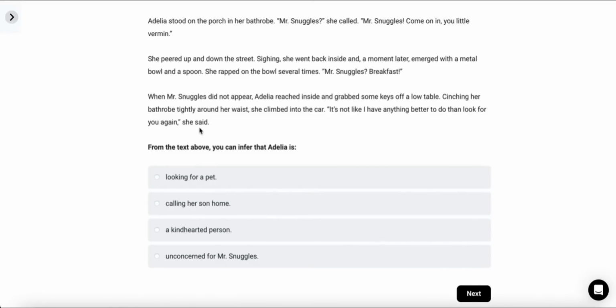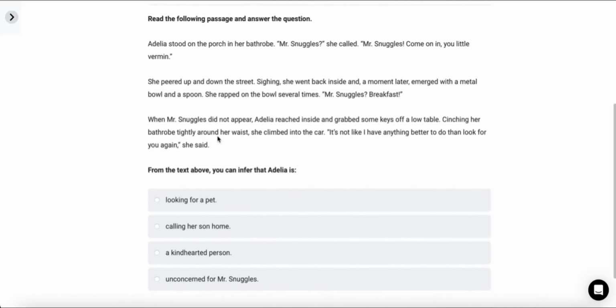From the text above, you can infer that Adelia is... Okay, let's look at the action of Adelia in this passage. So she's knocking on the bowl, she's going outside, calling for Mr. Snuggles, and calling him a little vermin. That's not very nice to do. I wouldn't call her a kind-hearted person. But she also isn't unconcerned because she is looking around. At least, she is attempting to find Mr. Snuggles.